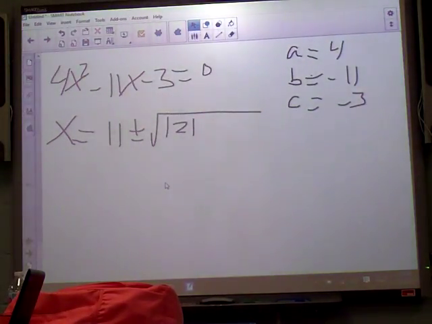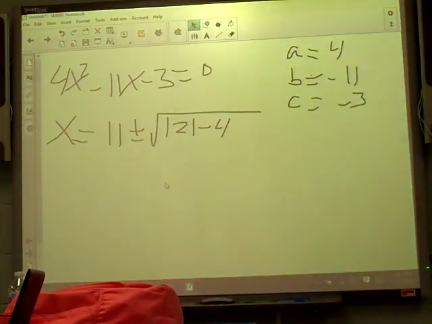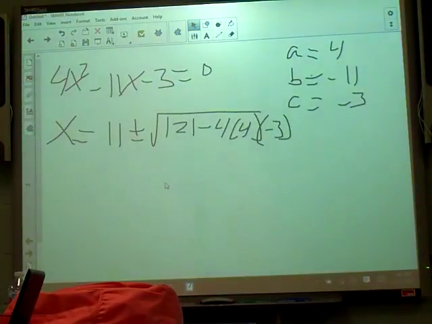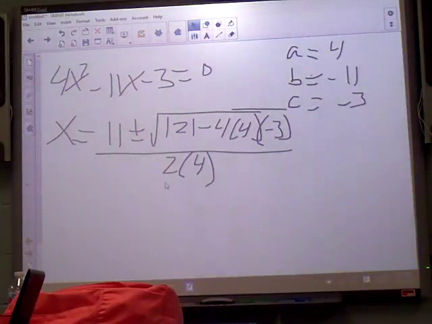Alright, so we've got negative b plus or minus the square root of b squared minus 4. It's always a 4. Times a times c, all over 2. It's always a 2 times a.